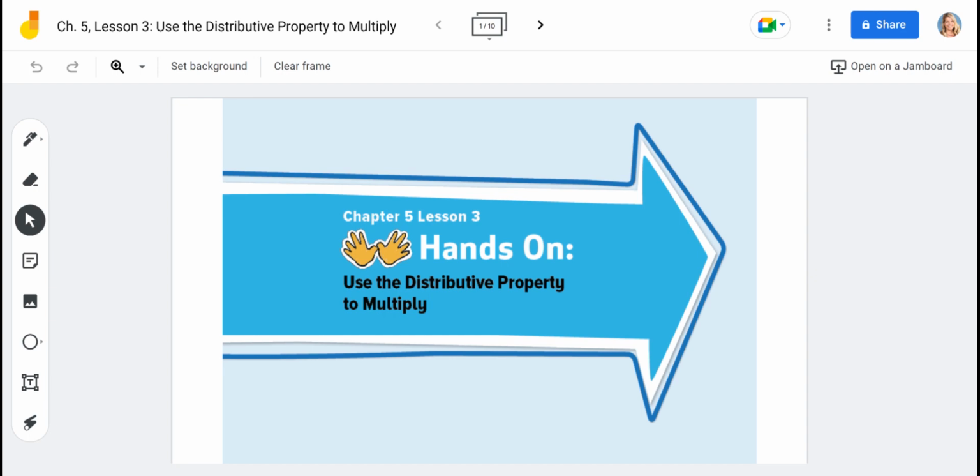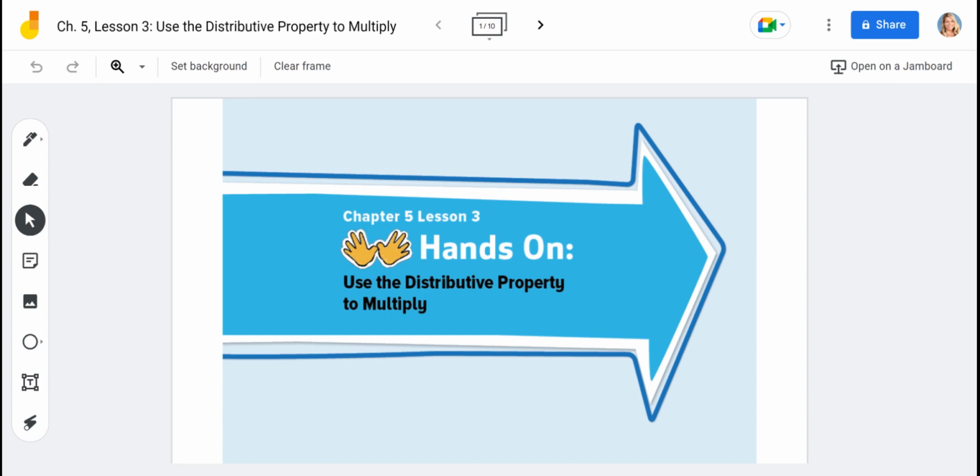And now we're back to the strategy of the distributive property. Remember, those steps include area models, arrays, and partial products. That's all a part of the distributive property. And remember our three steps for the distributive property: decompose, multiply, and add.